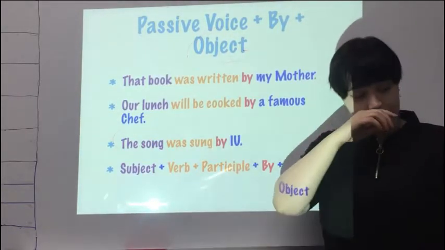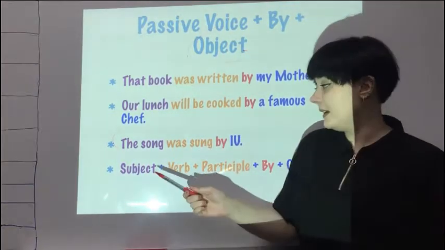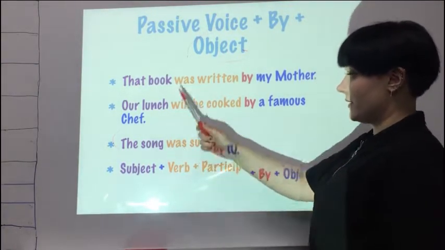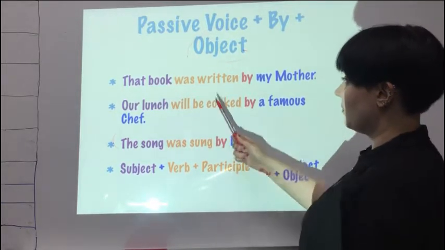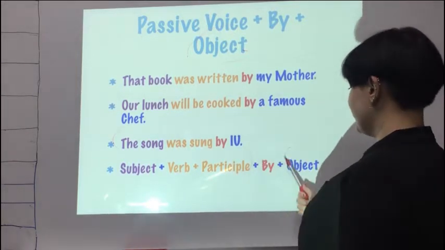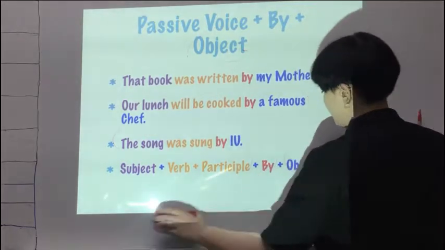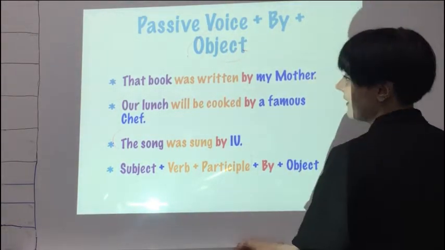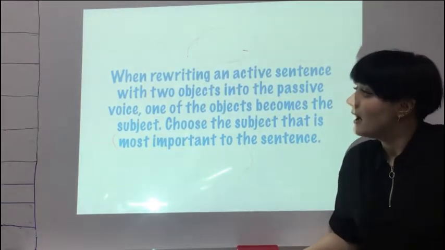Then, as you can see, here's our subject: our lunch, the song, and the book. The be plus participle: was written, will be cooked, was sung, by, plus the object: my mother, a famous chef, and AG2. It's basically just what I told you before. That's super easy, right?